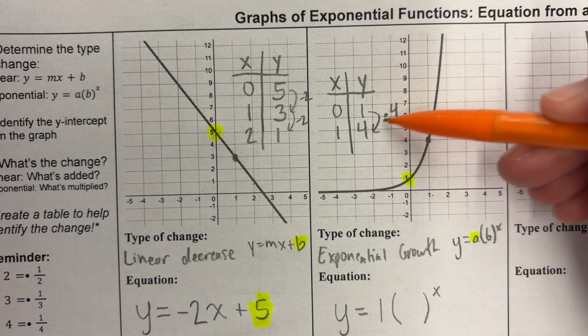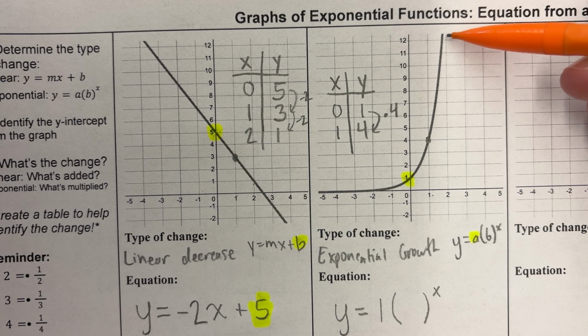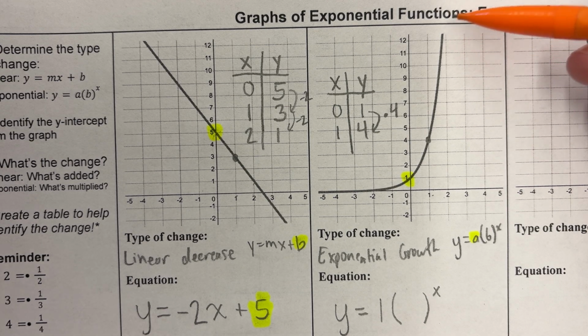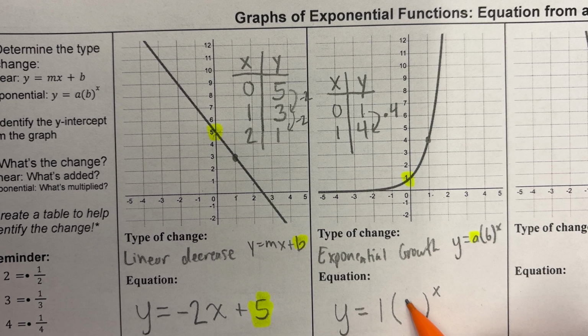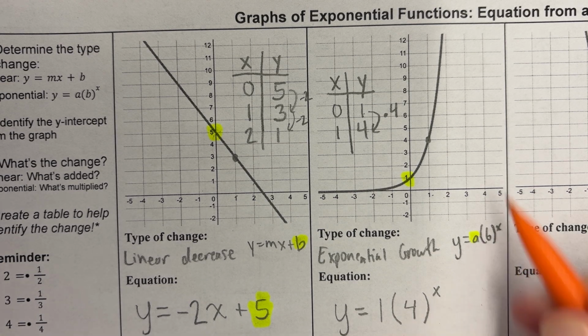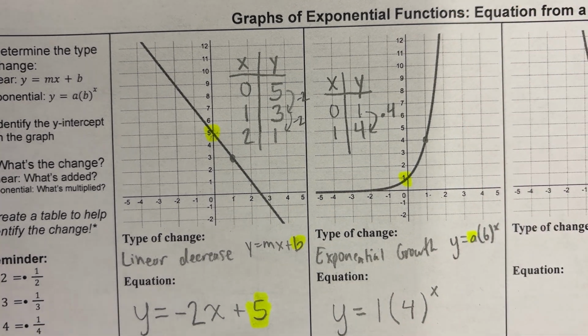So 1 times what is 4? 4. And look, if I multiply by 4 again, I get 16. That's why we don't see it on the graph here. So we're starting at 1, and we're multiplying it by 4, right? And then it's going to get multiplied by 4 again. It's going to be 16. It's going to multiply by 4 again. Keep going.